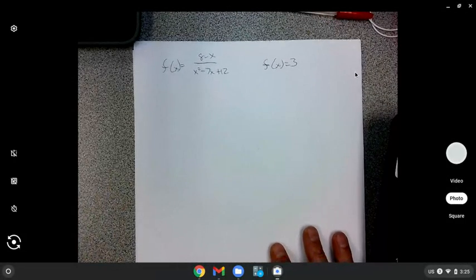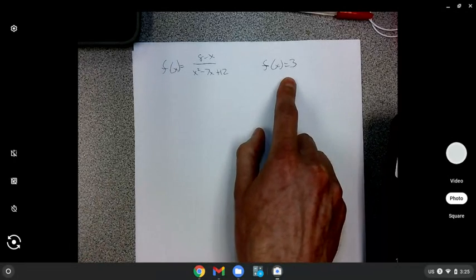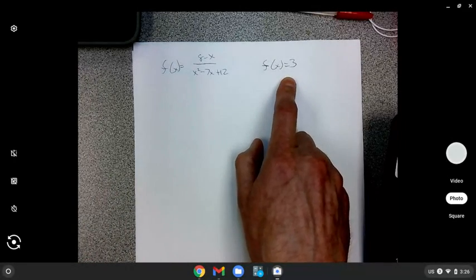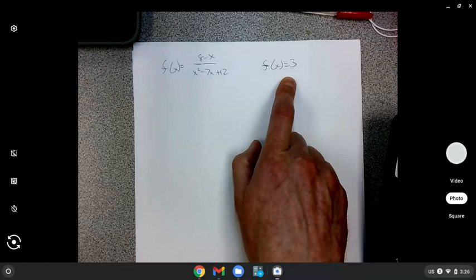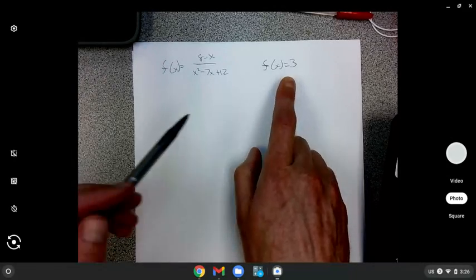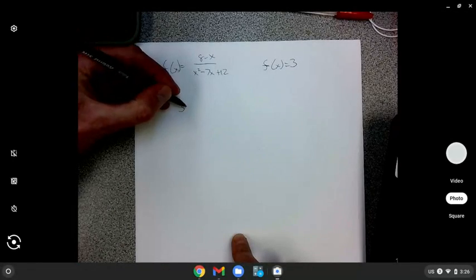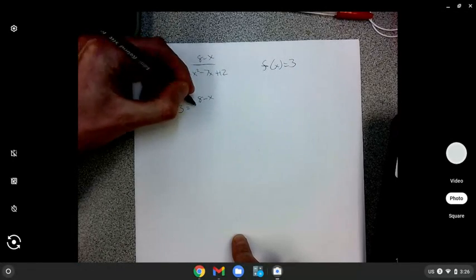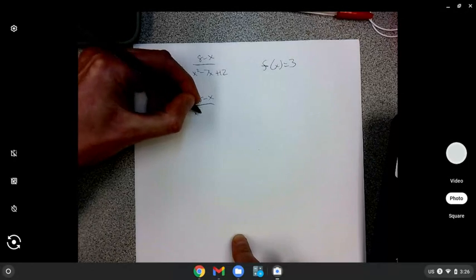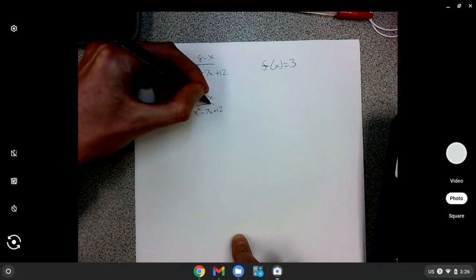All right, so here is our function. We want to know what x will give us the value of 3 as an output. So I'm just going to substitute. I'm going to replace f of x here with 3. So we get 3 equals (8 minus x) over (x squared minus 7x plus 12).